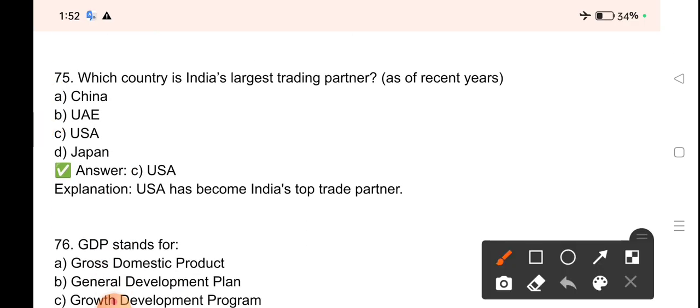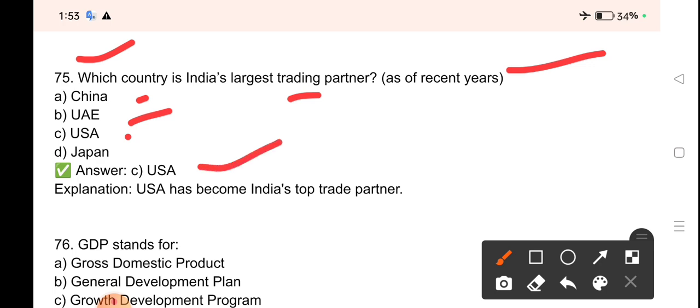Which country is India's largest trading partner as of recent years? China, UAE, USA, Japan. USA is India's largest trading partner. USA has become India's top trade partner.